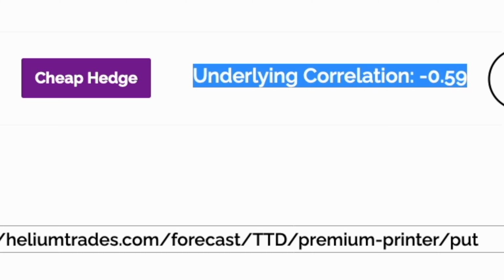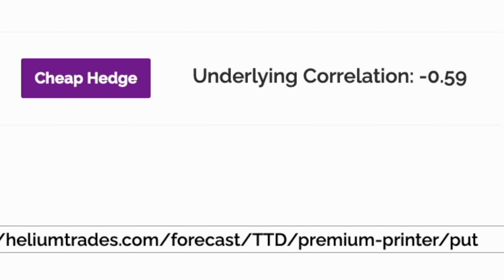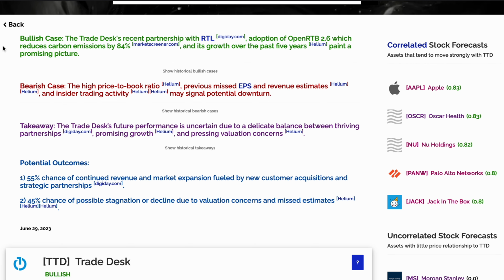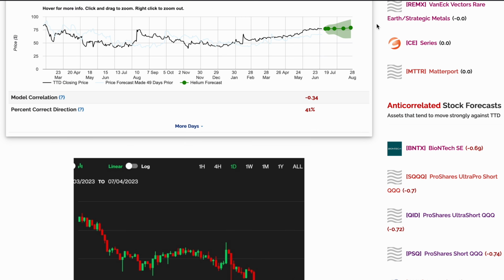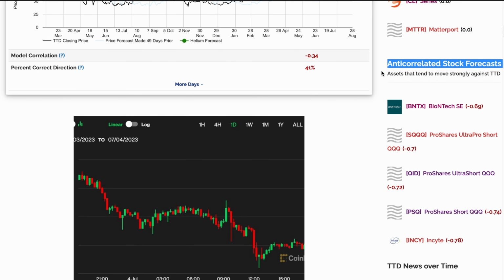Keep in mind that underlying correlation is a historical measure of price correlation and might not continue into the future. Interested in looking at other trades to hedge your risk? Look at the right sidebar where you can find correlated stock forecasts and anti-correlated stock forecasts with trades that can help you effectively balance risk.